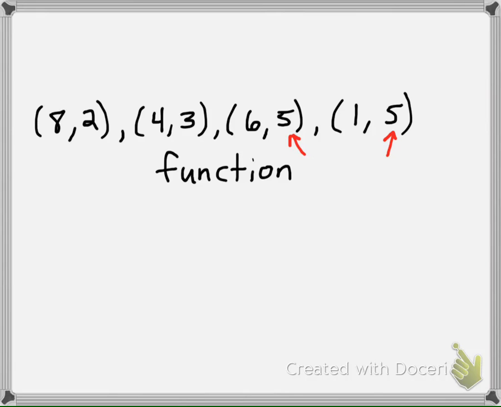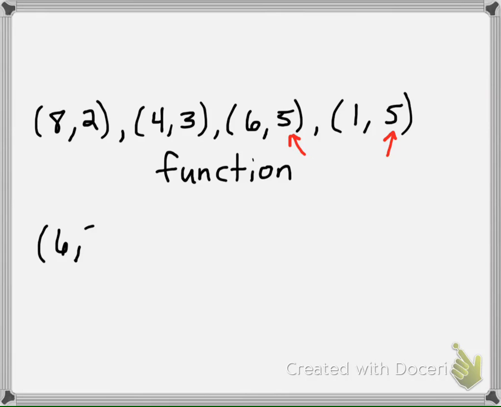Now, you might notice and be thinking, hey, what about those 5s? They repeat. But those 5s are y's. It's okay for y's to repeat. Y's can have as many different x's as they want to. Doesn't matter. But the x's can only have one y. That's why this is still a function, because those 5s are y's. It's okay for them to repeat.